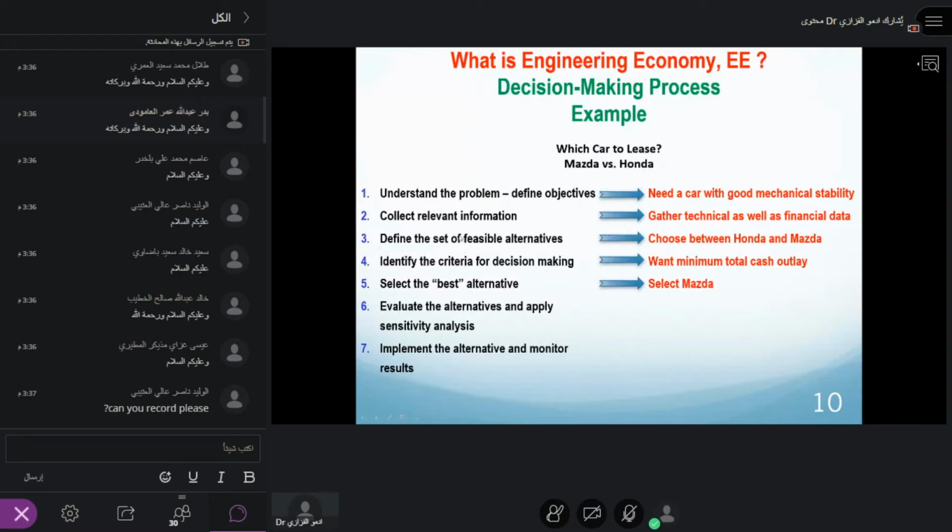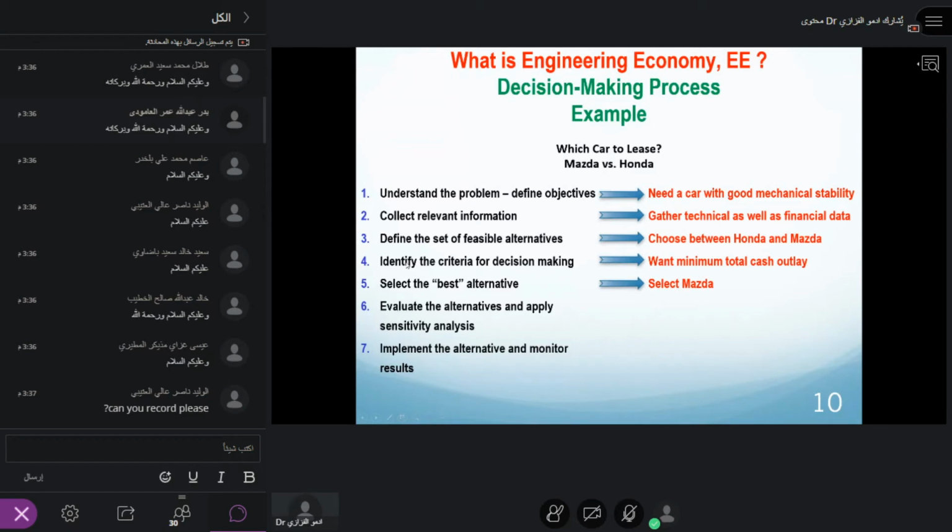Then the third one is define the sets of feasible alternatives. Now this is the point where you choose between Honda and Mazda, okay, based on this kind of criteria, based on which car has more mechanical stability, which car has better fuel economy, which car has cheaper spare parts, and so on and so forth. So you try to compare between these two alternatives based on this kind of data we have.